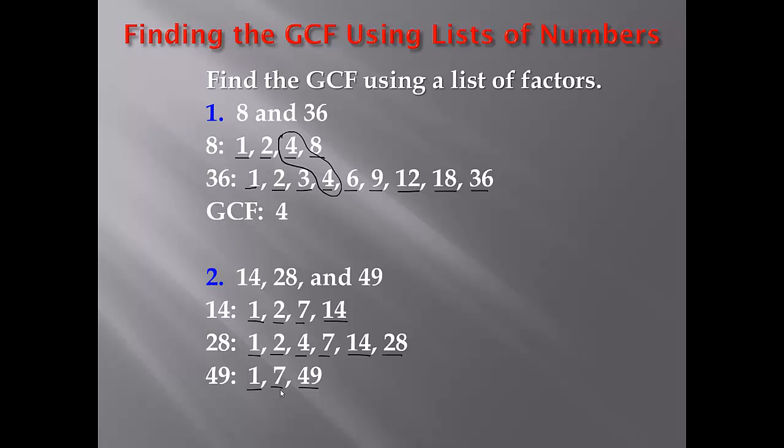Now we need to look for our greatest common factor. All 3 lists have a 1. Only the first 2 lists have a 2, so that would not be a common factor. Now all 3 lists also have a 7. That is the largest number that appears in all 3 lists. So 1 and 7 would be our common factors. 7 would be our greatest common factor, which would be our GCF. So our greatest common factor equals 7.